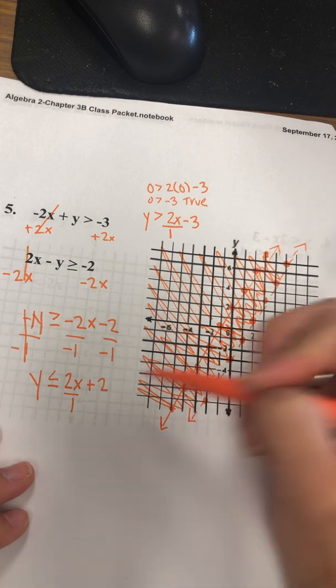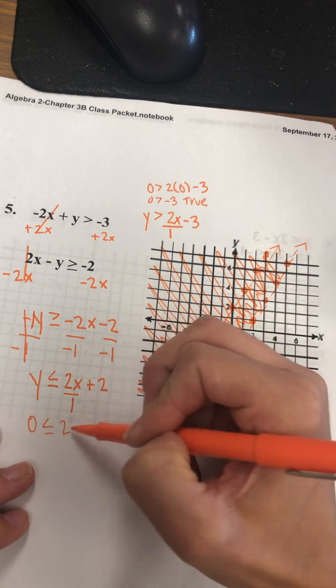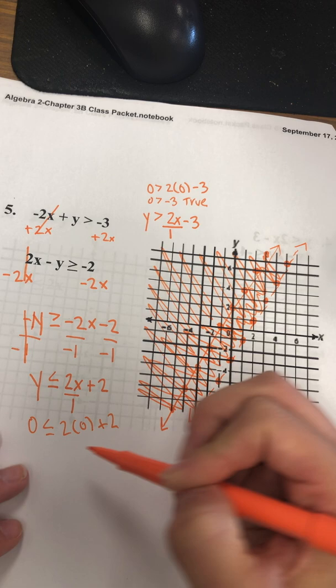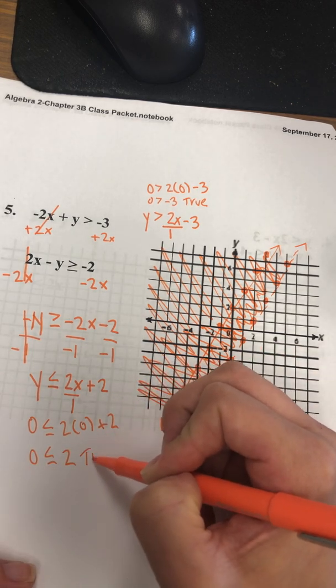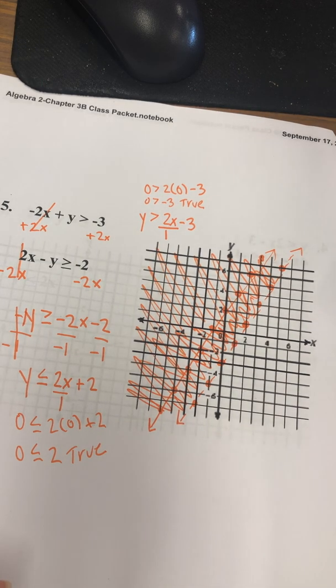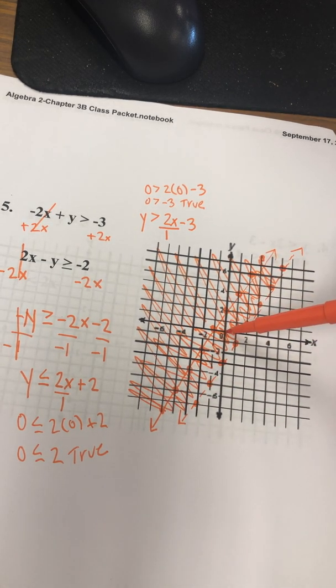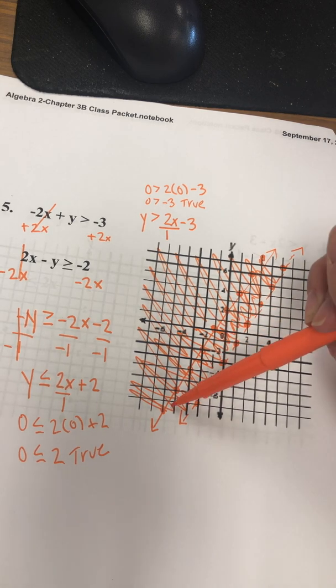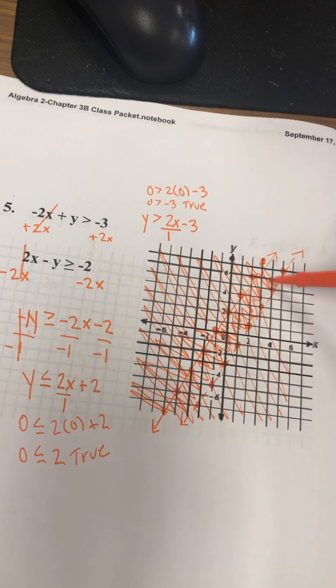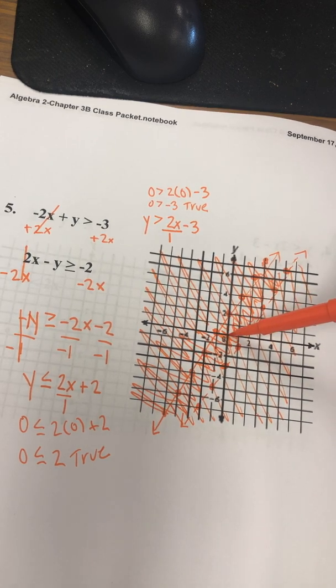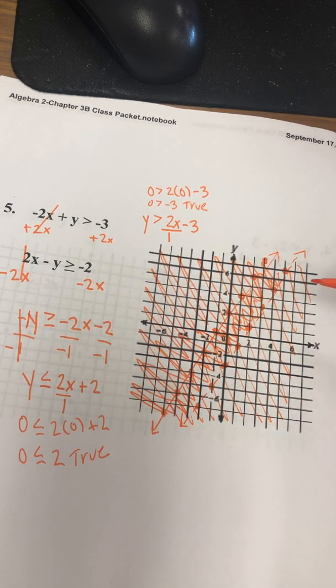So I can still use 0, 0. And that gives me 0 is smaller than or equal to 2, which is true. 0 is smaller than 2. So if I'm looking at my solid line now, if I put my pencil at 0, which is on the right-hand side of the solid line, that means everything to the right of that line will get shaded in. Because if 0, 0 is a solution, everything on that side is a solution.